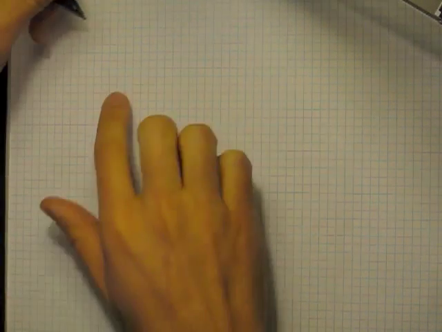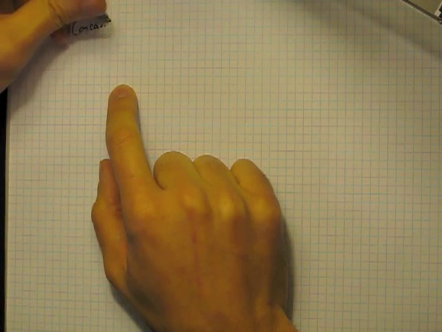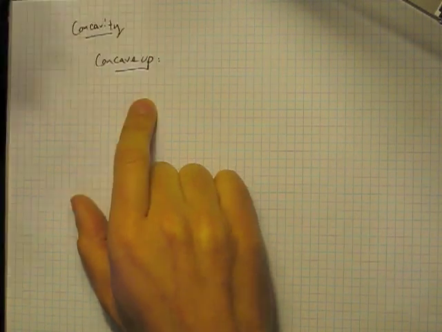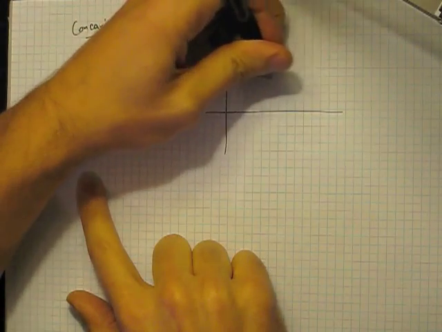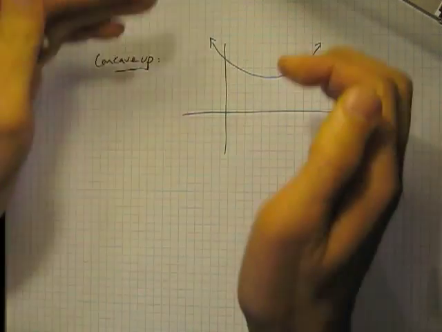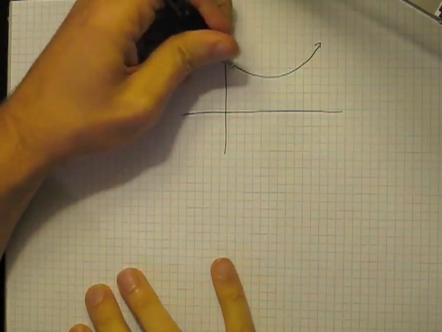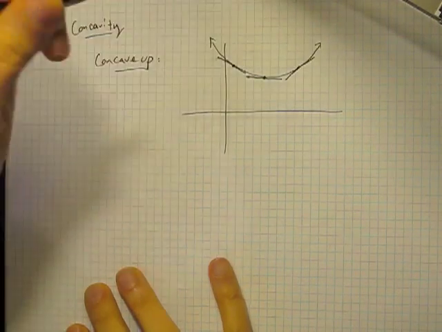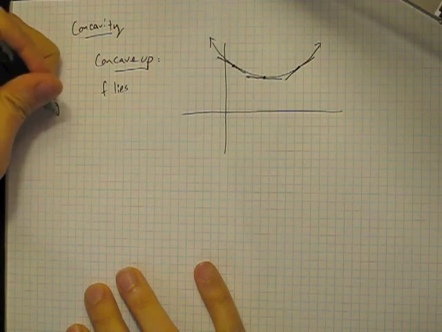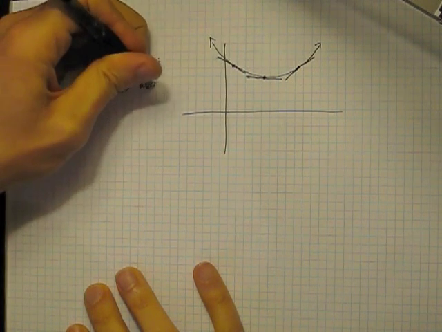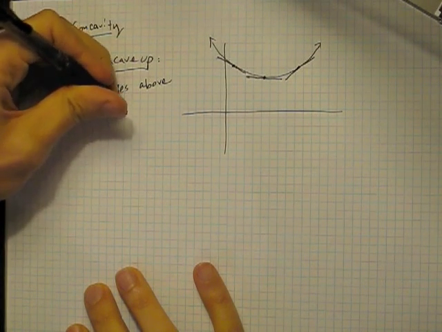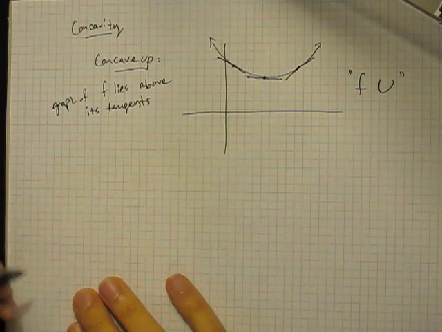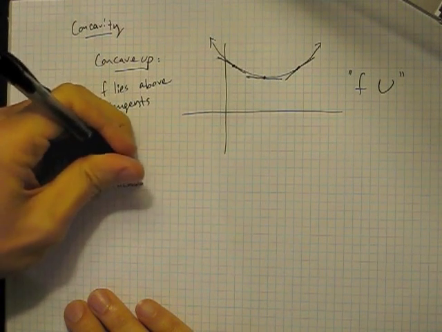Let's talk a little bit about concavity. We've already seen pictures in class about concavity, but let's just recall. A graph is concave up if it lies above its tangent lines everywhere. So this is concave up. I'm going to draw some tangent lines. There's a tangent line, there's a tangent line, there's a tangent line. The graph of f lies above its tangents. Concave up. And we use this notation in class to indicate concave up. Concave down is the same thing in reverse.